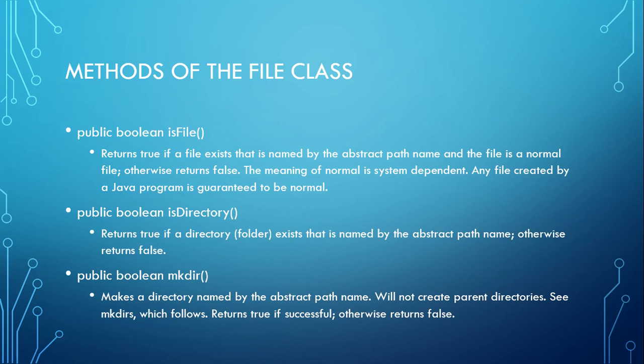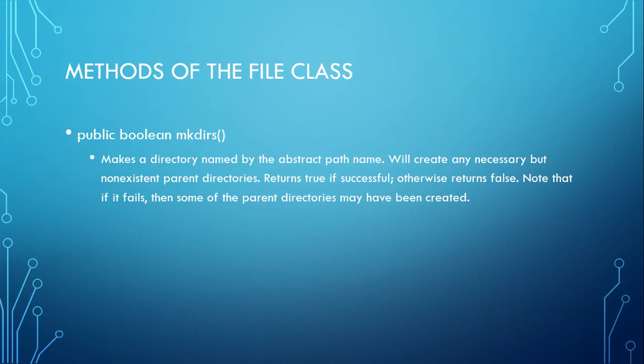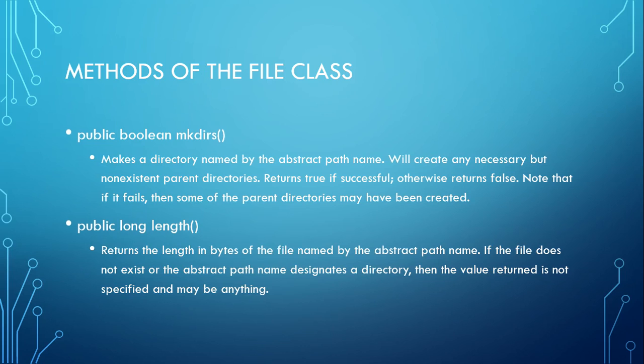All right, and then of course we have the option to make a directory. So mkdir makes a directory named by the abstract path name, which will not create parent directories. All right. And of course, as we said, returns true if successful, otherwise returns false. And our last ones here, mkdirs, which makes the directory named by the abstract path name and will create any necessary but non-existent parent directories. And then we have public long length, which is the length in bytes of the file named by the abstract path name. All right, so some of those methods you might use, some you might not, but that's a kind of quick and dirty overview of the File class here.